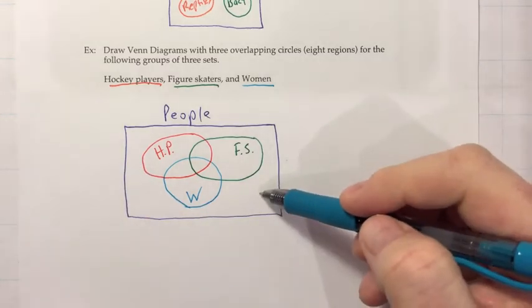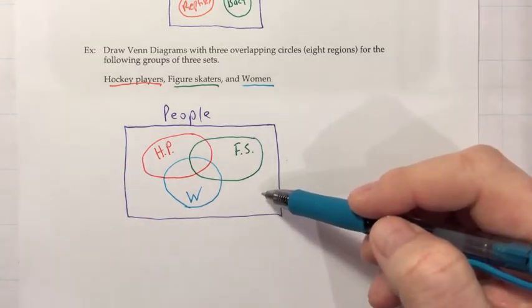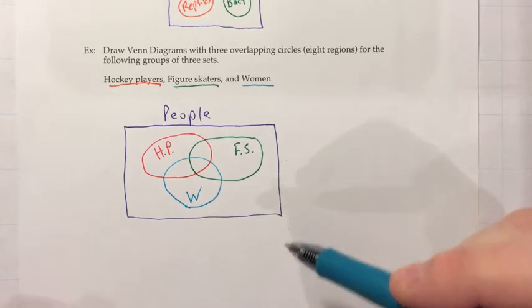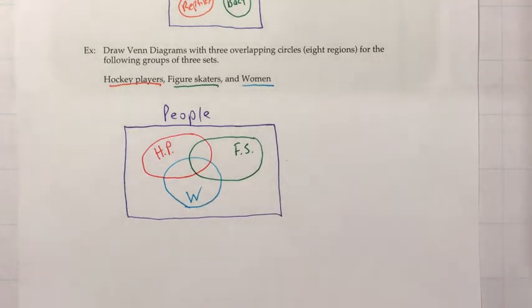And then what about outside? That's somebody who's not in any of those circles. So that would be a man who does not play hockey and does not figure skate. All right, so that's as complicated as we're going to make it in this class, but you could end up adding 4th and 5th circles too, and it just gets more and more relationships. But the Venn diagram shows us a way to illustrate those all in a small picture.